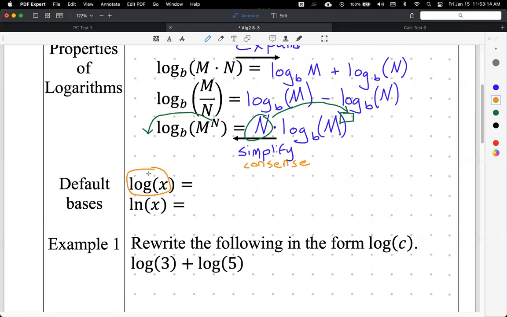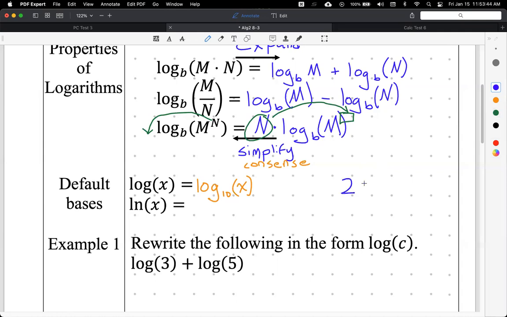Log of no base of x really means log base 10 of x. So if there's no base, you always assume that the base is 10. Why is this useful? It tells you how many decimal places there are. If you want to deal with really big numbers, like if you're talking about the stars, logarithms are useful.